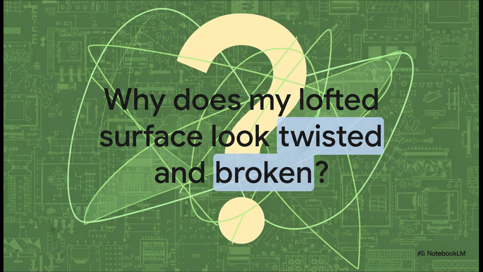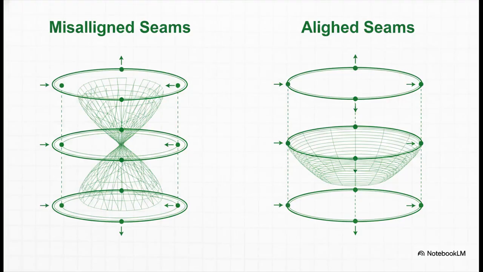Well, the loft tool is actually doing exactly what you told it to do. The problem is, your instructions were accidentally all out of order. See, every single curve has a starting point and a direction. We call that its seam. The loft tool tries to connect the seam of one curve directly to the seam of the next one. So if those seams aren't lined up, the surface is going to twist all over itself trying to make that connection. The key takeaway here is alignment is everything.